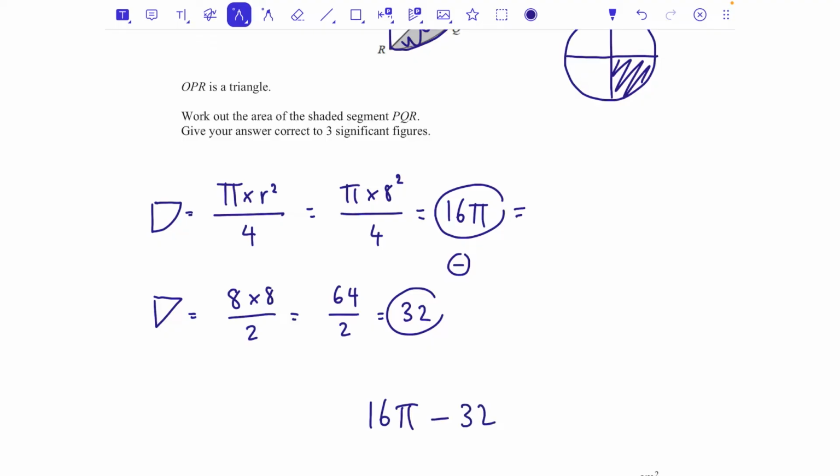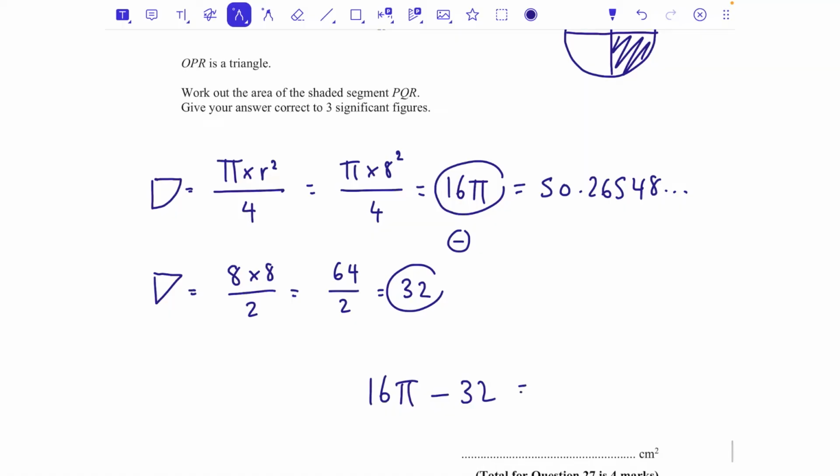You might have done this as a decimal, by the way, in which case it is 50.26548, and then taken away the 32 from that. It really doesn't matter. It's nice to keep it accurate if you can, though, so I would just use 16 pi, and that answer is 18.26548. 3 significant figures, so 1, 2, 3. Check the 6, it rounds up, so 18.3 is your answer there. Question number 9.